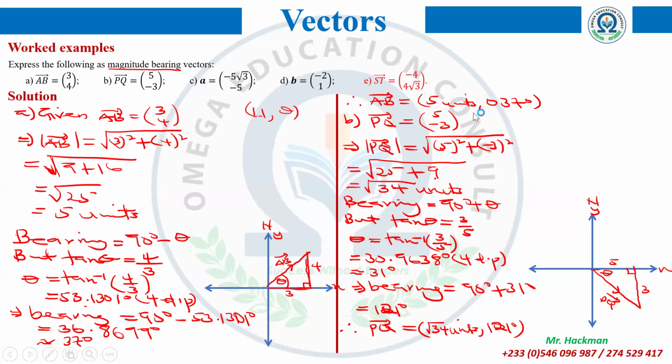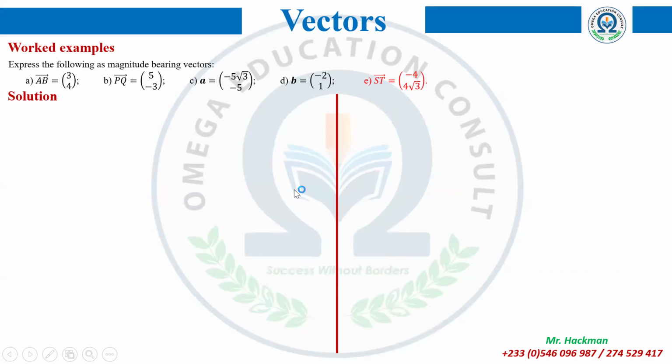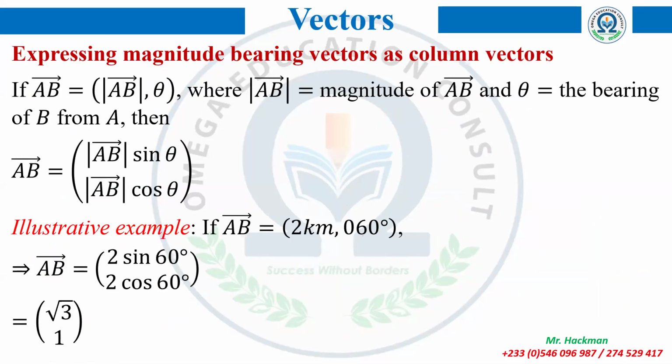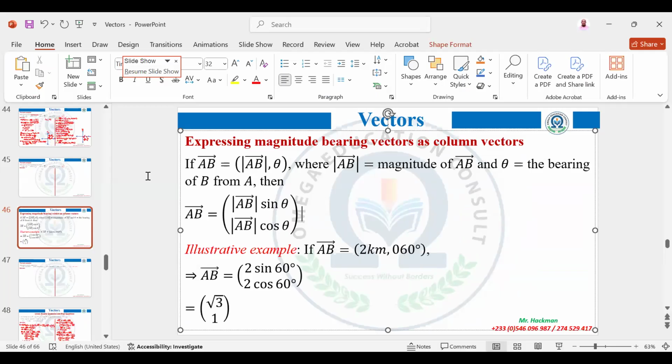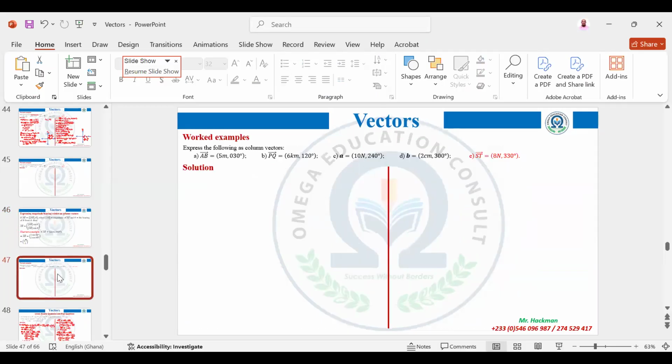Okay, so I want us to pick this particular one, work it out, and see whether we'll get its corresponding column form. Then it means we know how to toggle between the magnitude bearing and the column form. So quickly, let me change this one: instead of 30, let me quickly do some editing for you to know, then the rest I can deal with the status quo.